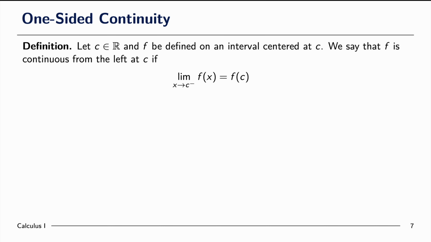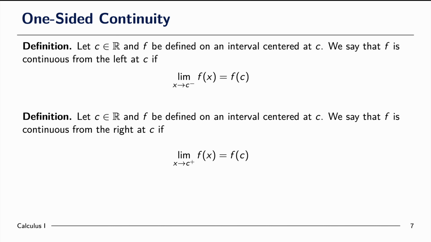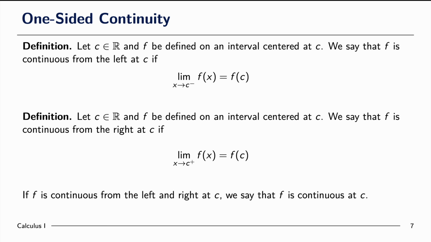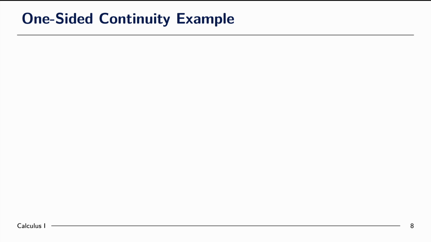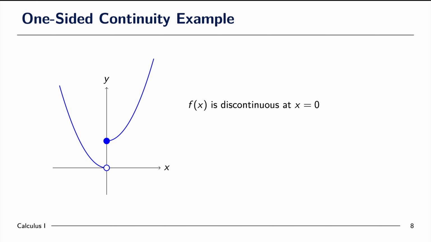We can do the same thing for right-handed continuity. We say that the function f is continuous from the right at c if the limit of f of x as x approaches c from the right is equal to f of c. Further, if f is continuous on the left, as well as the right, at the point c, we say that f is continuous at c. So let's go over an example of one-sided continuity. Consider the function f of x shown here. We can see that f of x is discontinuous at x equals 0 because there's a jump discontinuity, so the limit does not exist.